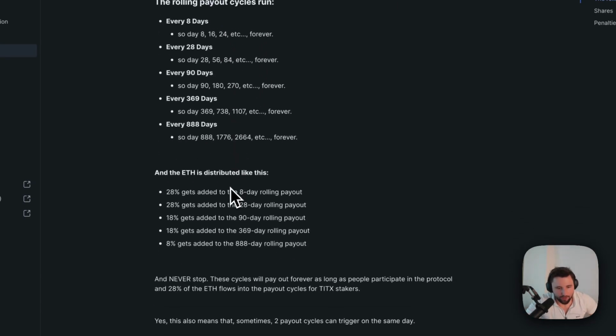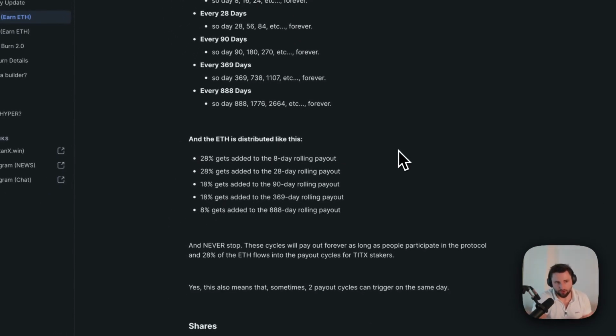And the Ethereum gets distributed like this. So the 28% that goes towards stakers, it gets distributed like this. 28% goes to the 8-day rolling payout. 28% goes to the 28-day rolling payout. So this is based on the 28%, right? So if there's $1 million that comes in, 280,000 of that gets split like this. So 28% 8-day, 28% 28-day, 18% 90-day, 18% 369-day, and 8% triple 8-day.